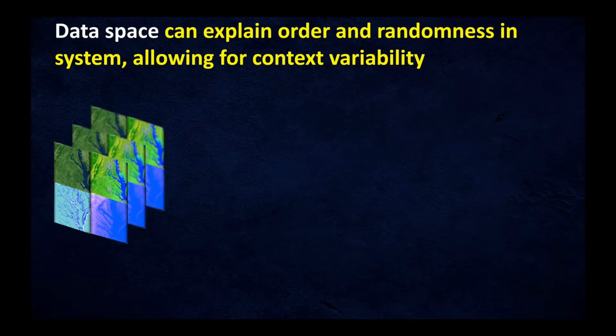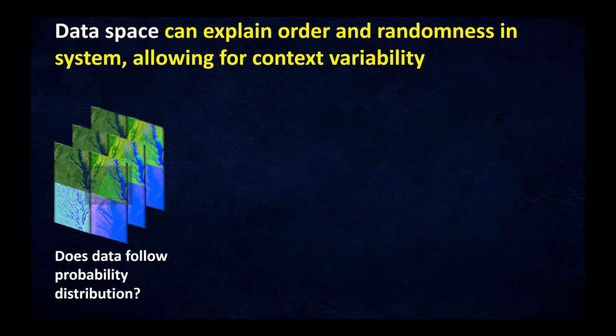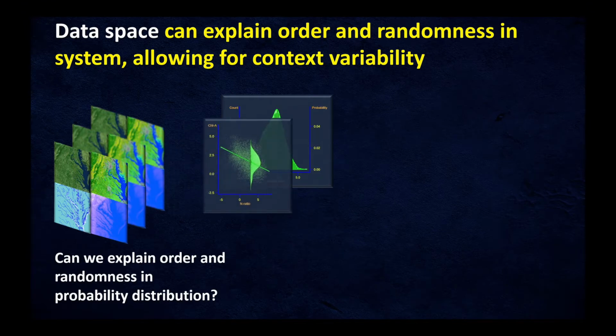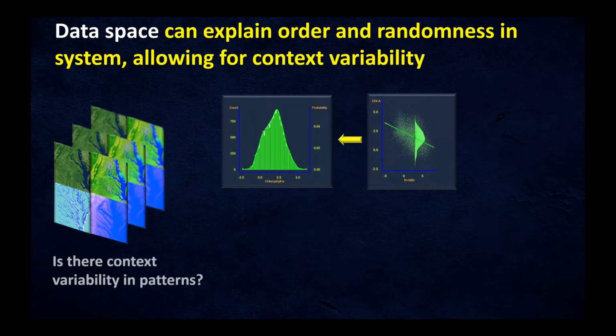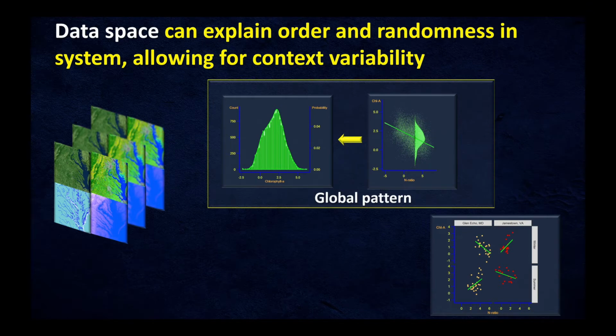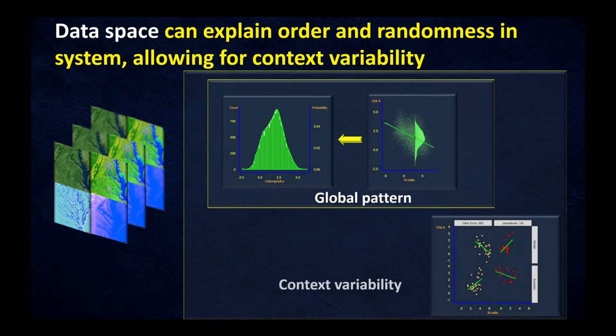To summarize, data space can explain the order and randomness in the system we are interested in, while accounting for differences in context. We can slice and dice data space and ask a series of questions. Do the data follow a probability distribution? Can the order and randomness in the distribution be modeled, while also accounting for contextual variability? In other words, is there a global pattern to explain our system? And can we also understand the complexity behind this pattern by accounting for contextual variability?